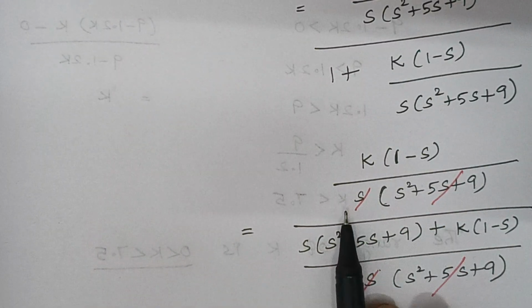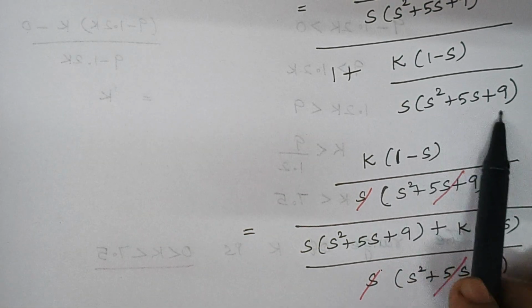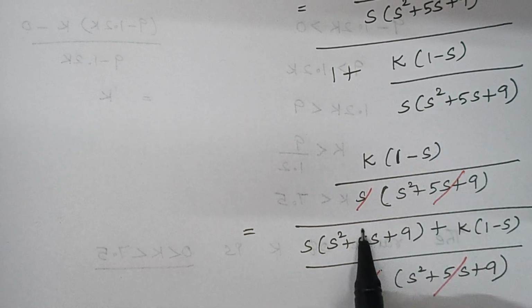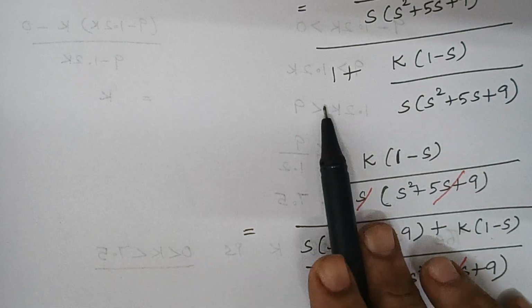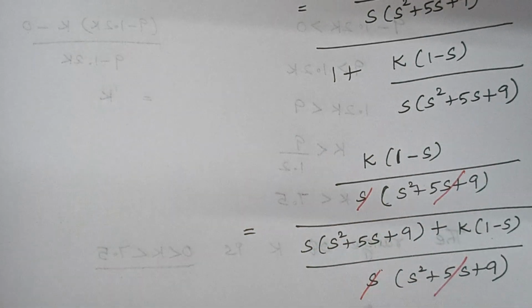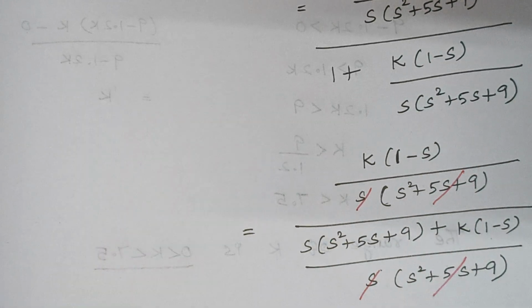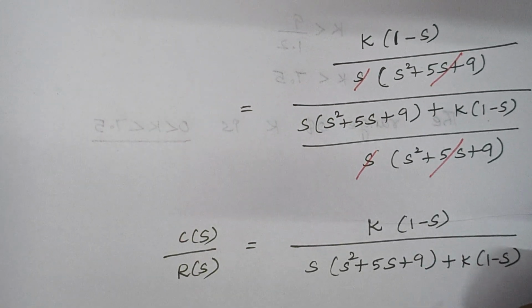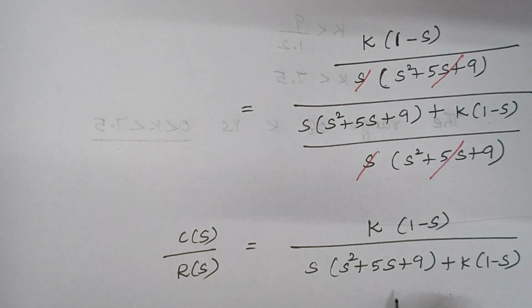So the numerator part remains here as such, and when you take the denominator, you see you have to multiply this term with 1 here. So s into s square plus 5s plus 9 plus this k into 1 minus s, and the entire part divided by this denominator term s into s square plus 5s plus 9. Since both the denominator terms are same, they cancel each other, and finally we are having an expression as k into 1 minus s divided by s into s square plus 5s plus 9 plus k into 1 minus s. So this is our closed loop transfer function.